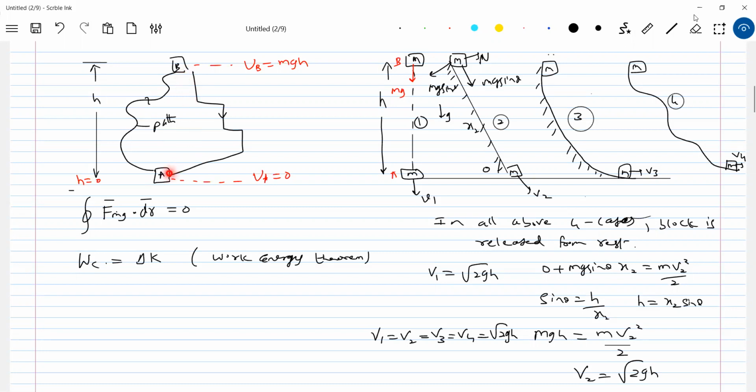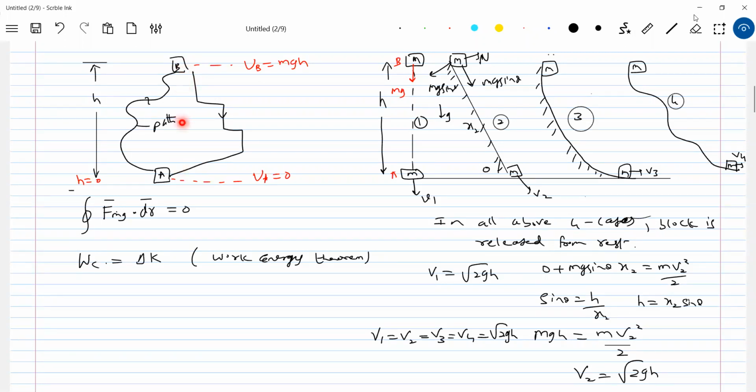Look at that. When the block moves from A to B, what is the work done by mg? Negative. And what happened? Potential energy got increased. Similarly, when the block moves from B to A, the weight does positive work.